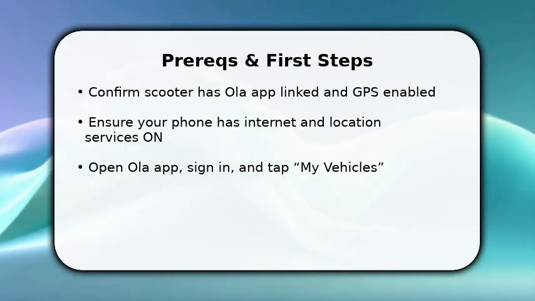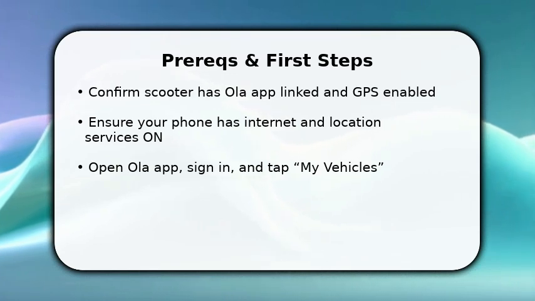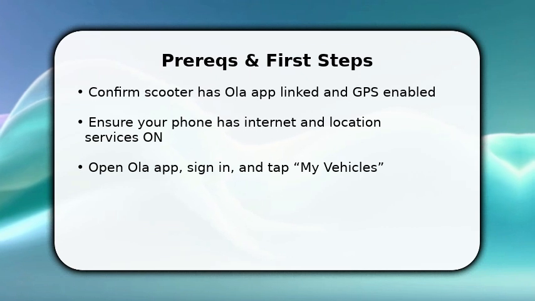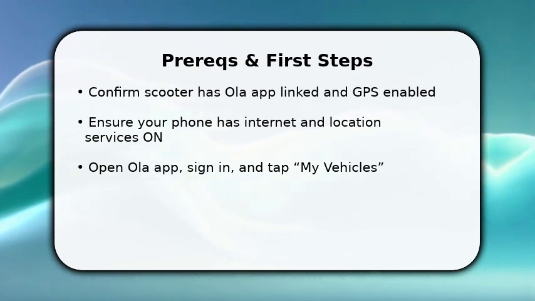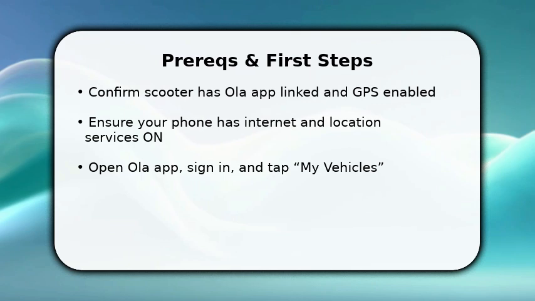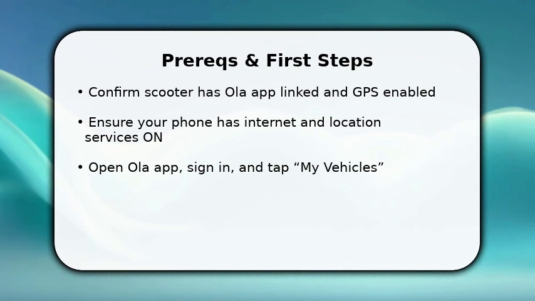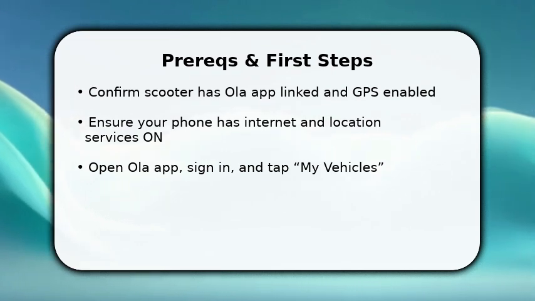You must start by confirming the scooter is registered to your Ola account and that the scooter's GPS is active. This lets Ola share live location. Once done, make sure your phone has an active internet connection and location services enabled so the app can display positions.